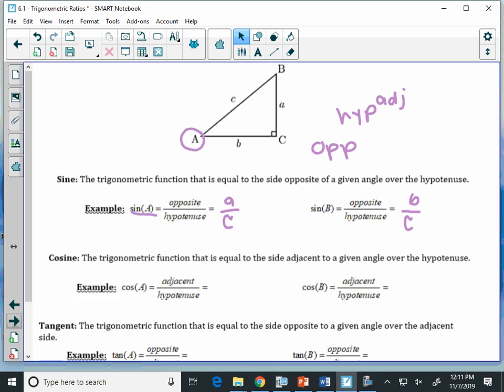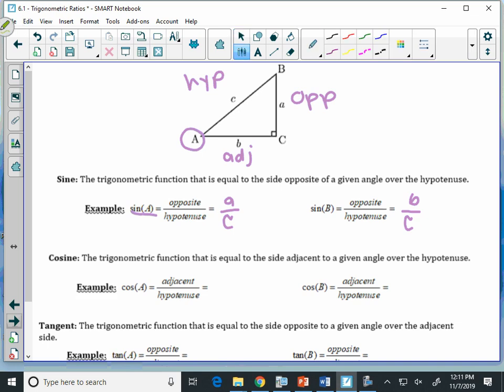Start at angle directly across. We label that as our what? That's it. Go to our 90. Go straight across. We label that as our hypotenuse. And the side left over is the adjacent. Cosine is adjacent over hypotenuse, so that ratio is going to be what?